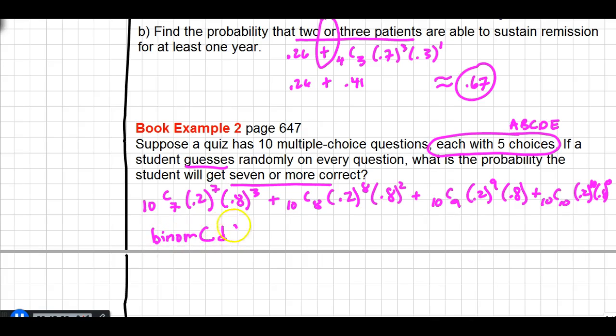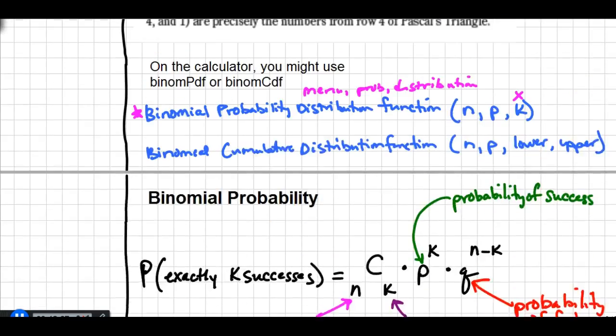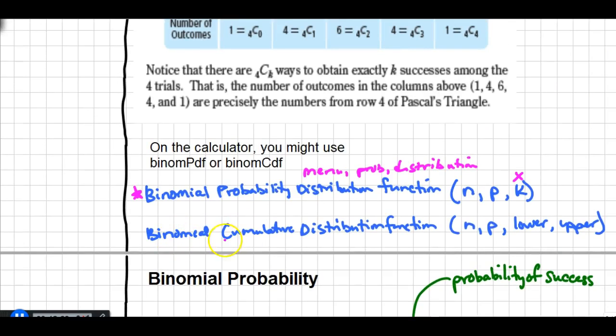The binomial CDF will ask you for a little bit more information. We're going to fill in the N, just like always, number of trials, the probability of success, and then it's going to ask you for which two numbers you want it to add up. So we want it to add from 7 up to 10. So let's do a generalization here for that command for your notes. So the binomial CDF gives you the cumulative or the sum of whatever you tell it to add up. So it's the cumulative distribution function, meaning it's going to add up whatever you tell it.